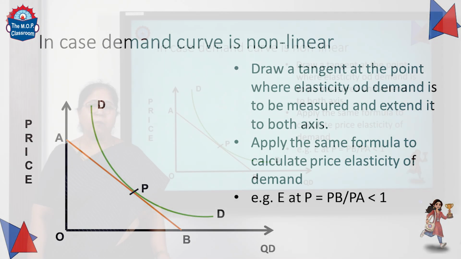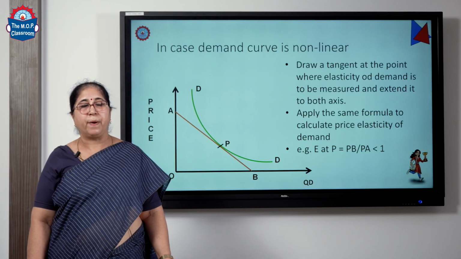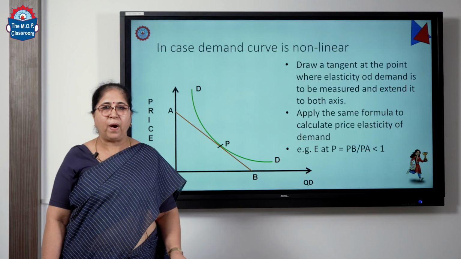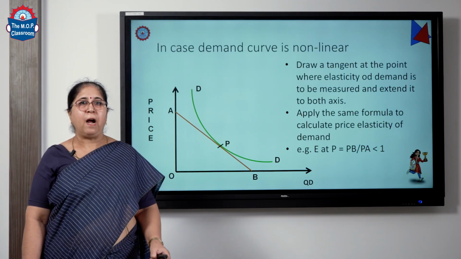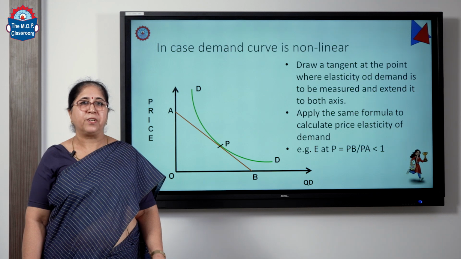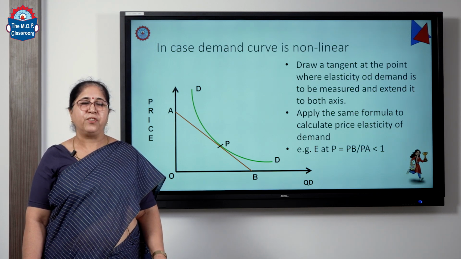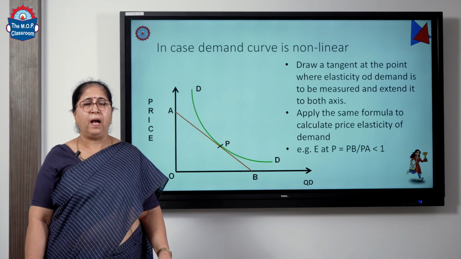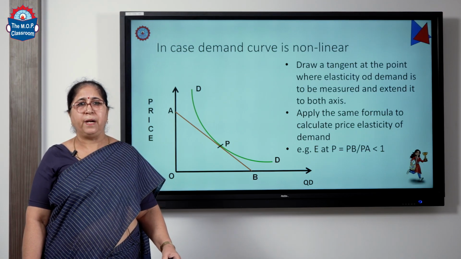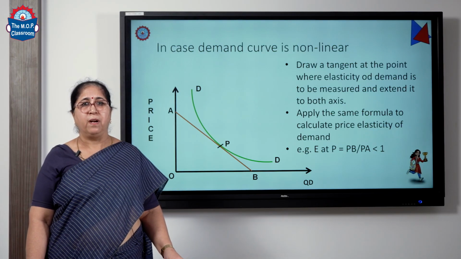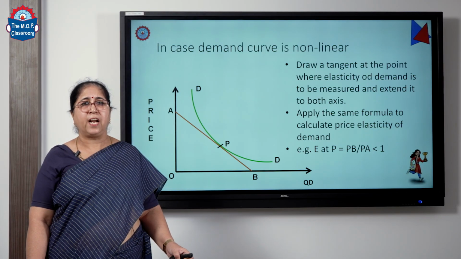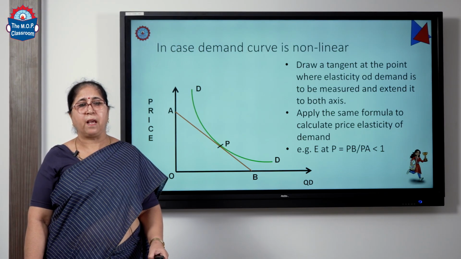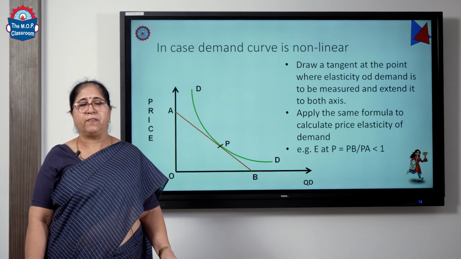Now what to do if you come across a demand curve which is not linear but non-linear in nature? To calculate by the point method, you need to draw a tangent at the point where you need to measure the elasticity and extend the tangent to both the axes, the y-axis as well as the x-axis. And you apply the same formula, upper segment and lower segment, to calculate the elasticity at the given point. In this example, you see elasticity at point P is inelastic because the lower segment of the tangent, that is PB, is less than the upper segment of the tangent, PA.